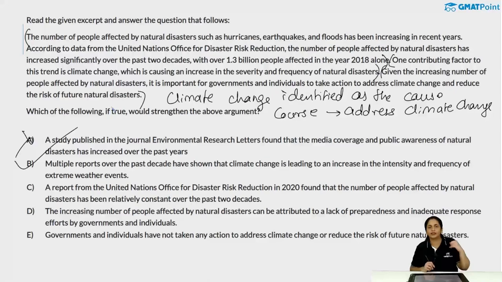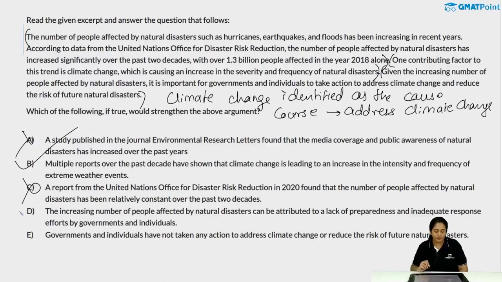It has been increasing because climate change is a factor, and as climate change becomes worse, the number of natural disasters increases, and because the number of natural disasters increases, the number of people affected also increases. Now, if option C is true, it says that the number of people affected is constant, which means that it is not actually climate change. If it was climate change, then the impact should have been an increasing trend, not constant. So option C gives evidence against the link that is the main conclusion of the paragraph. C weakens the conclusion, so we can eliminate option C.